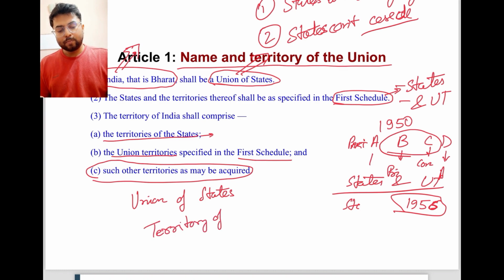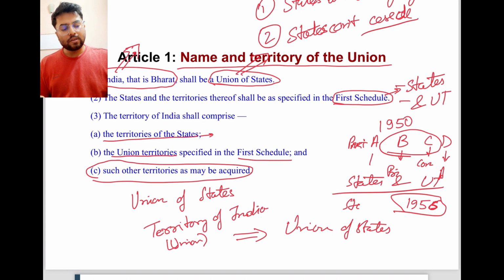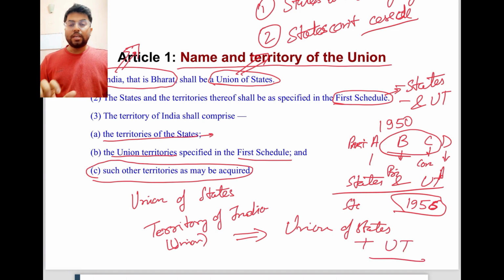Okay, so territory of India, or Union of India, means union of states plus UTs, union territories. So that is all for the territory of India. And the third point is such other territories as may be acquired. So this provision is an enabling clause. Okay, that also makes the Indian Constitution a living organism.